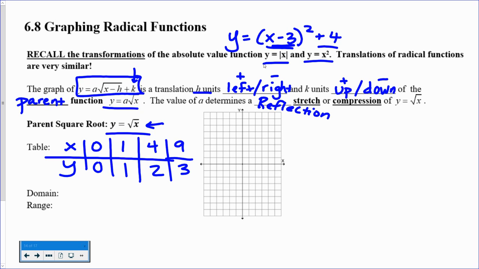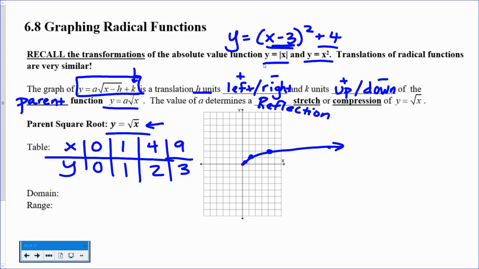So if I plot these, I've got (0, 0), (1, 1), (4, 2), and (9, 3) would be off of my graph, but you can kind of see what's happening. It's slowly making this arch, and it's increasing, where it's getting higher and higher. If you kind of tilt your head to the side, this is just a sideways parabola, okay?